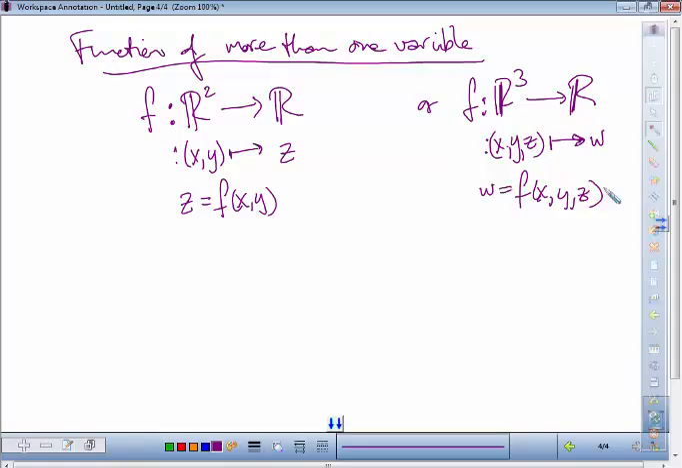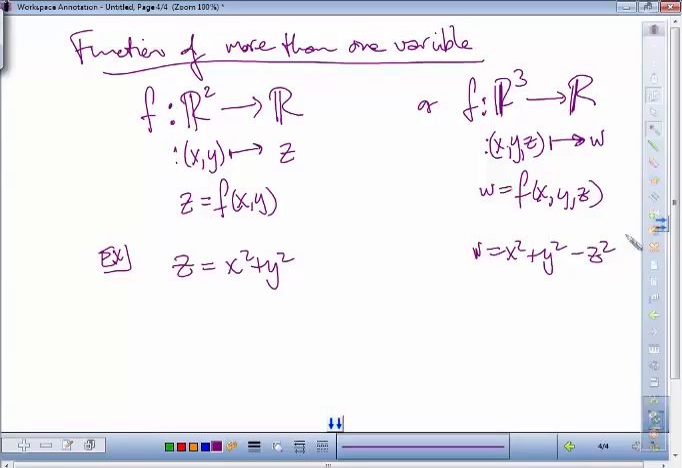So we can come up with some weird examples, or interesting examples. Simple examples. I don't know if this would be simple, but x squared plus y squared would be an example. Or if you have three of them, w is equal to x squared plus y squared minus z squared, or something like that. So those are just other functions. We'll get to some weirder functions later.